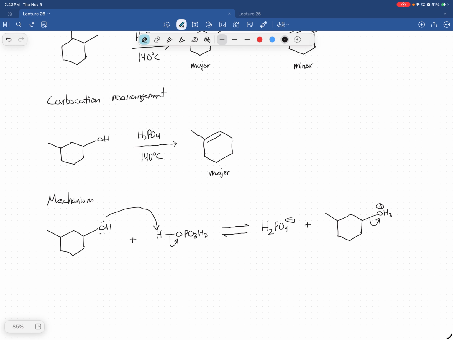Yes, so water now leaves to form a much more powerful electrophile. So we get this carbocation. Now, the alkene is still too far away from forming. So one thing you can get from this is that carbocation rearrangements are always in equilibrium. So they can occur if you have a similarly stable carbocation forming or a more stable carbocation forming.